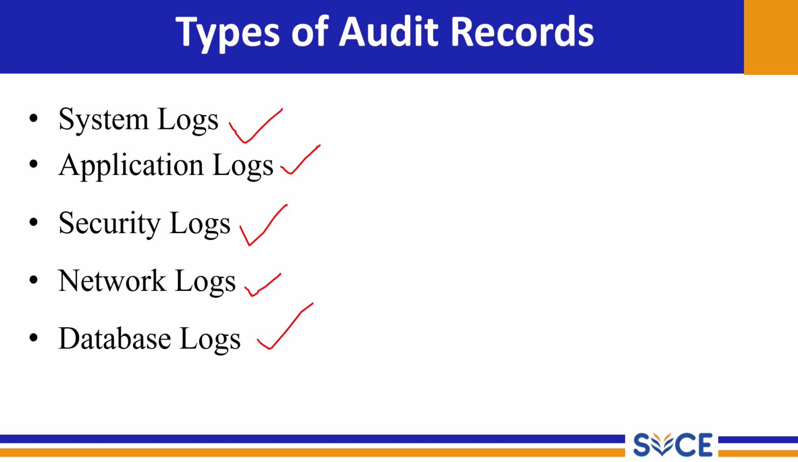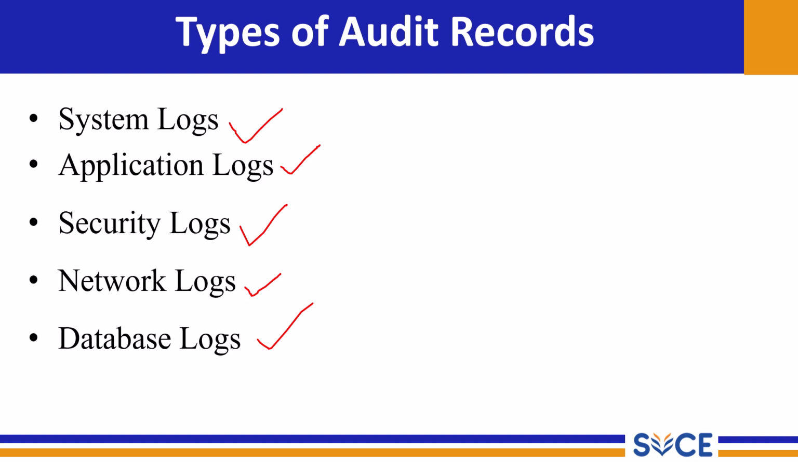And next one, application logs. These logs record events related to some specific application, such as database queries, web server requests, and transaction records. And security logs: these logs record security related events such as firewall activity, intrusion detection alerts, and access control changes. And next one, network log. Here these logs record the network traffic including IP address, port, and protocol.